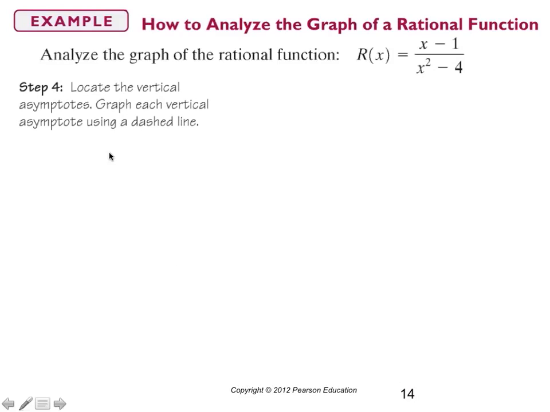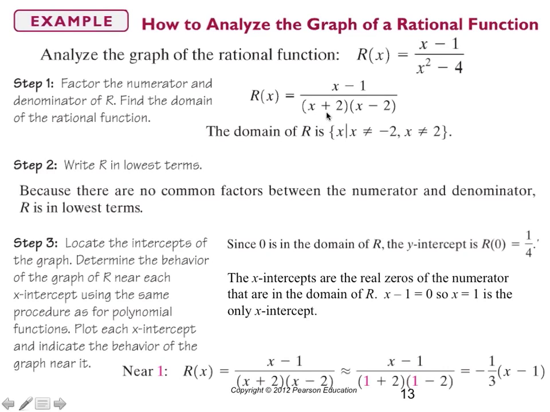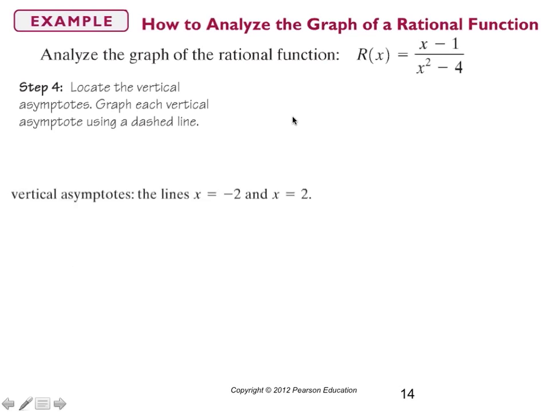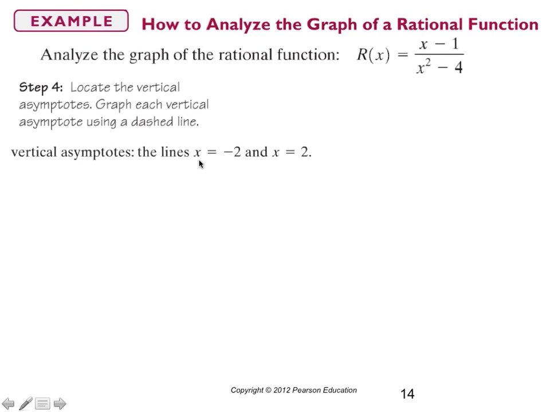Now we want to locate any vertical asymptotes that we have. Vertical asymptotes happen where your denominator is equal to 0. If we take a look back at our factored form, we have x plus 2 times x minus 2 in our denominator. If we were to set that equal to 0, we would get two lines at x equals negative 2 and x equals positive 2. Those are the equations of our vertical asymptotes.